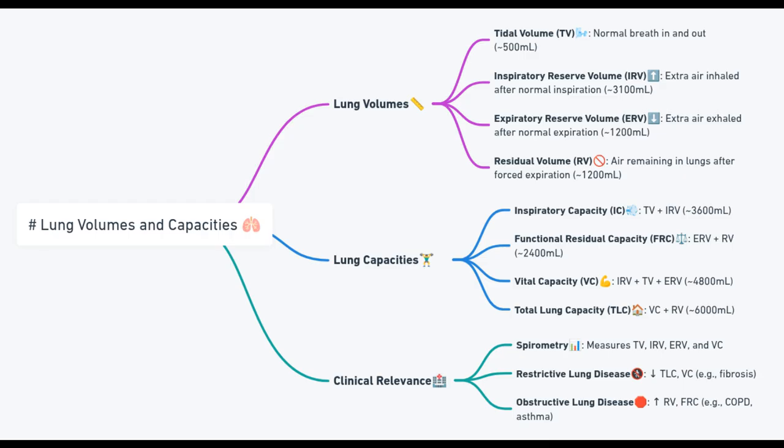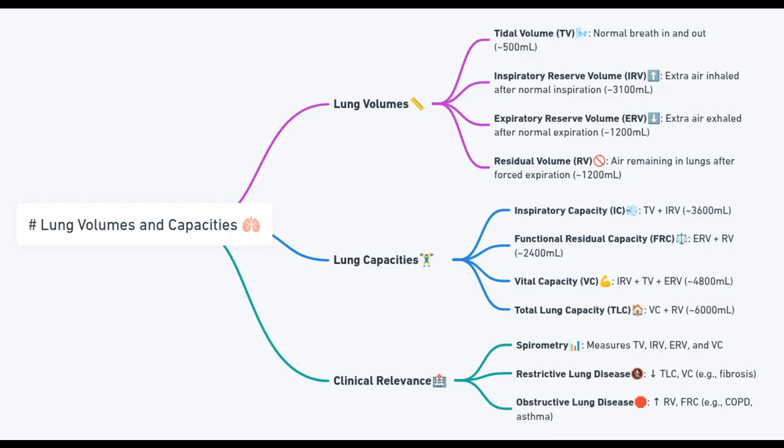So in restrictive lung disease, there is reduced total lung capacity and reduced vital capacity. Functional residual capacity has to do with the volume of air remaining in the lungs at the end of normal tidal expiration, and it's a combination of the expiratory reserve volume and the residual volume.